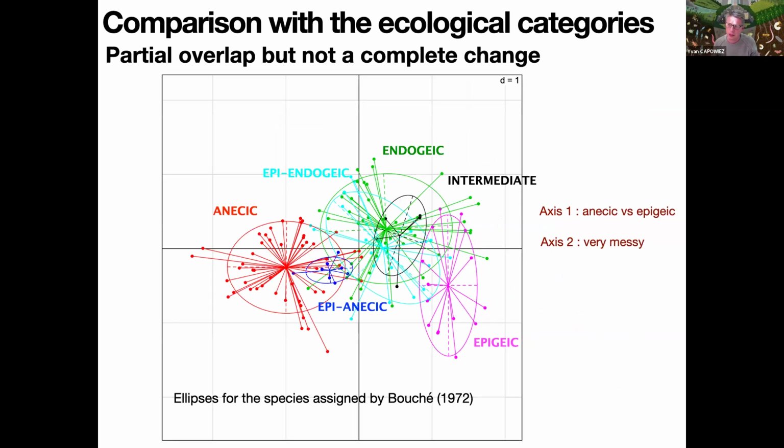And then what are the differences between Bouché's ecological categories and our functional groups? It was simply tested by making ellipses for all the species that Marcel Bouché called anecic, epi-anecic, intermediate, endogeic, etc. Here, it's a result of the assignment of Marcel Bouché, not ours. And what you can see on the first axis is a quite logical separation between epigeic worms of Marcel Bouché and anecic worms of Marcel Bouché. The horizontal axis is quite clear. But as you can see here, the second axis, the vertical axis, is very messy. It means that on this axis, there is a big difference between ecological categories and our functional groups.